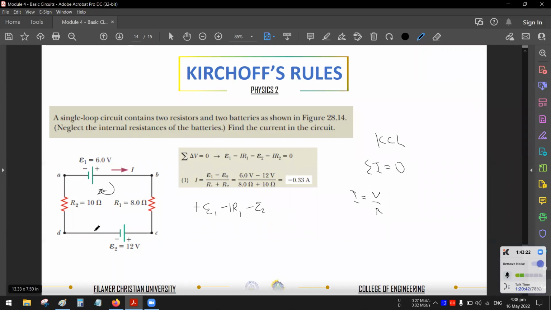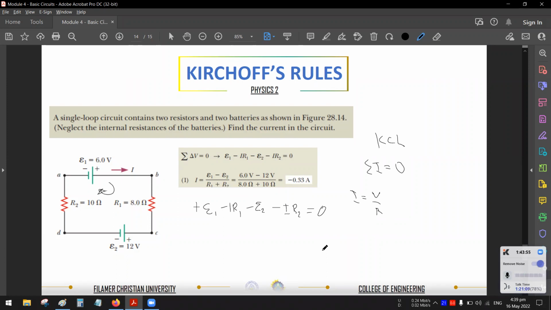Yeah. And then in this case, from point D to point A, this represents a potential difference of negative I times R sub 2. Negative pa rin. Okay? So the equation nito should be 0. Okay, yung total niya, dapat 0 siya.